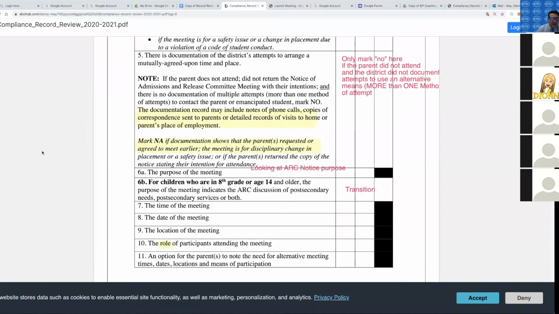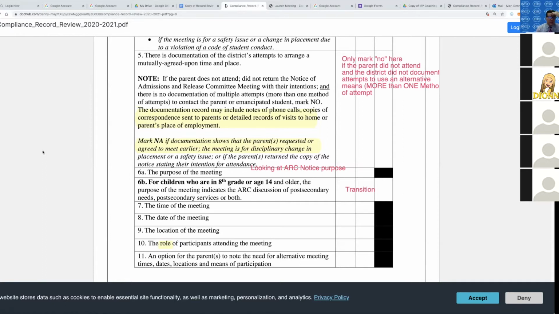So the purpose of the meeting, we're looking to see if we mark the correct purpose of the meeting. And most of the time that matches the conference summary, because when you select the purpose of the meeting, it's supposed to transfer to your conference summary. So we just check that those subject verb agreements occur there. So we look at the ARC notice purpose, and we look to see if that translated over to the conference summary.